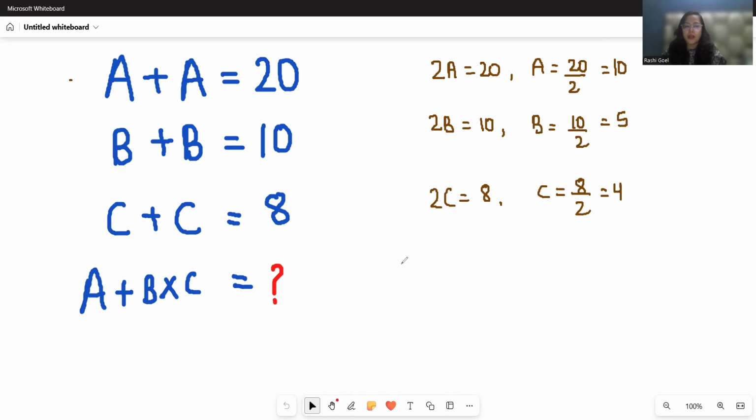Now (a + b) × c. So (10 + 5) × 4. Now we have two operations, addition and multiplication. According to the PEMDAS rule, you have to follow multiplication first. So 10 + 20, that is 30.